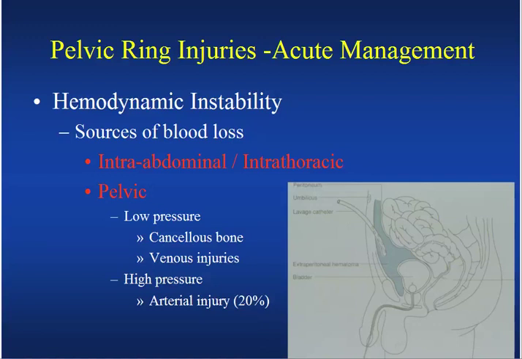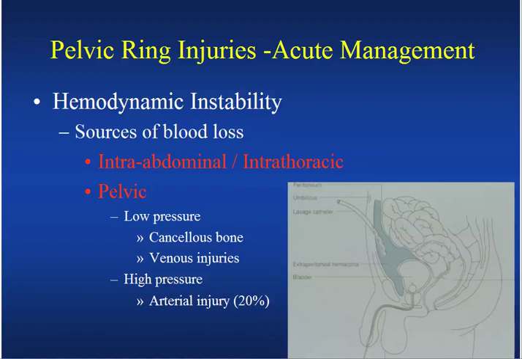The patients need to have either a FAST examination, an ultrasound study of their abdomen, or a peritoneal lavage. They need to have a chest x-ray to rule out an intrathoracic or intra-abdominal source of bleeding. If those sources are ruled out, then you really need to look at the pelvis as the source of ongoing blood loss. And remember that the pelvis is a tremendous potential space in which bleeding can occur.